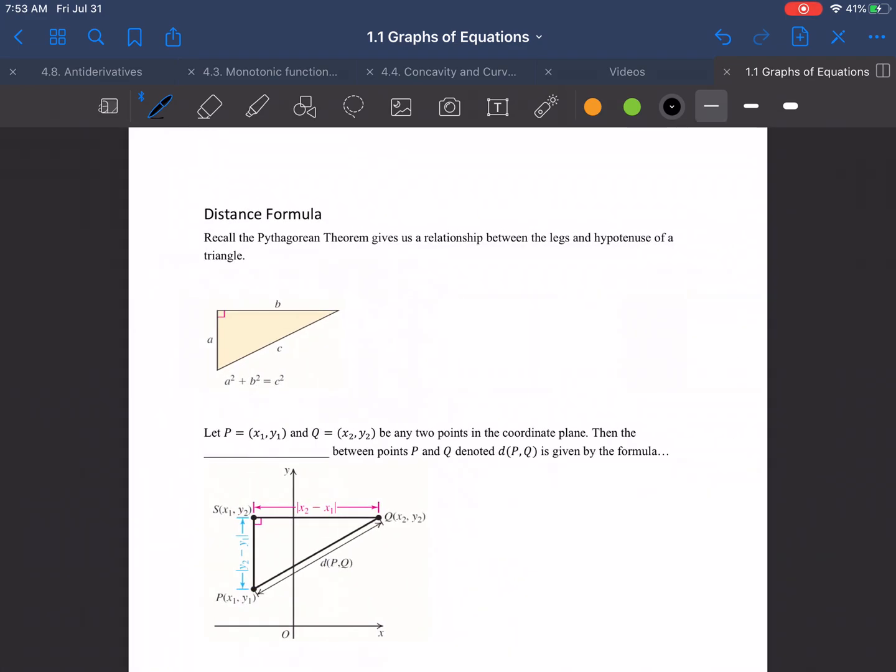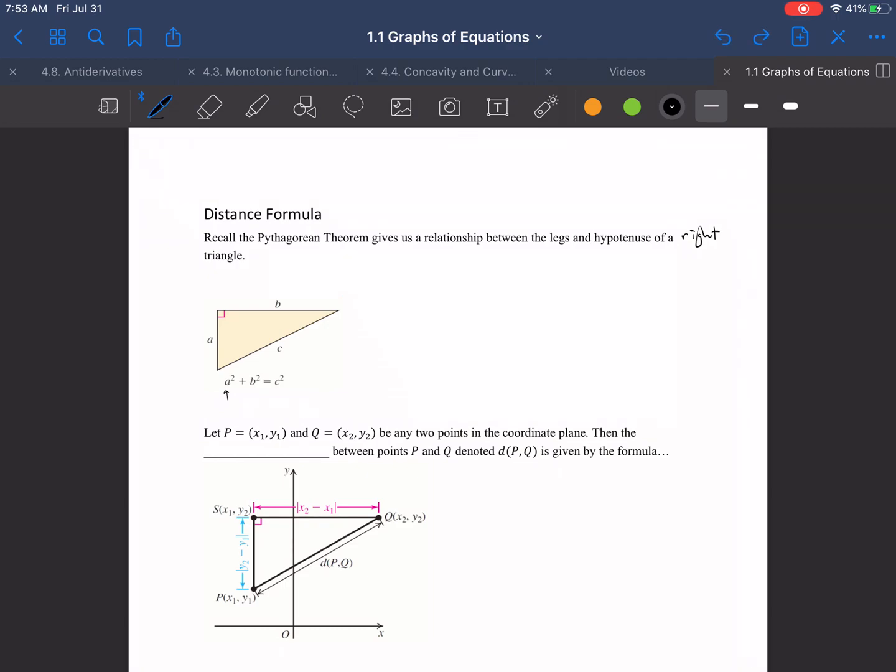All right, next let's take a look at the distance formula. If you remember, the Pythagorean theorem gives us a relationship between the legs and hypotenuse of a right triangle, where one of the angles is 90 degrees. And what this tells us is a squared plus b squared equals c squared. In other words, the squares of the 2 legs added together is equal to the square of the hypotenuse.